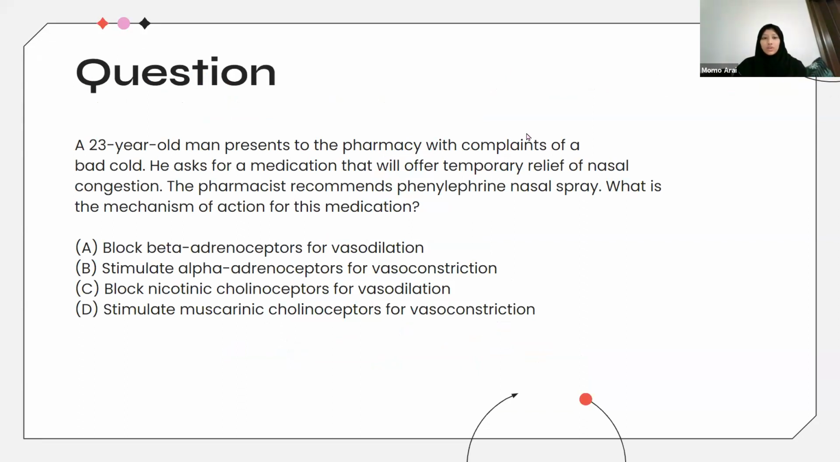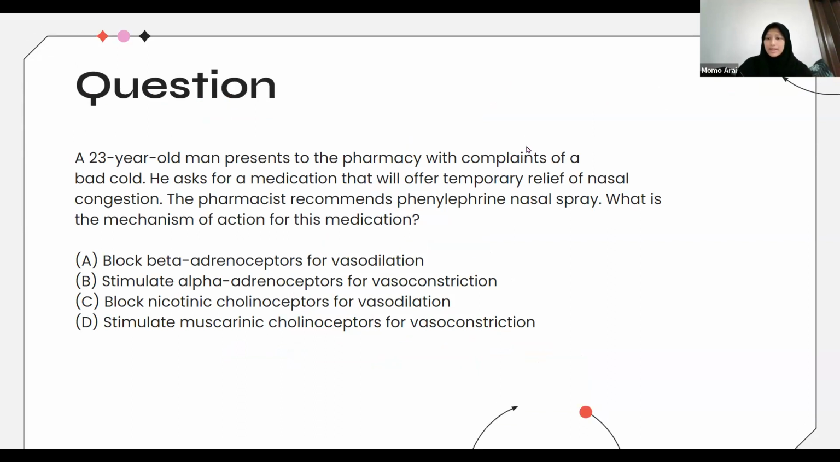A 23-year-old man presents to the pharmacy with complaints of a bad cold. He asks for medication that will offer temporary relief of nasal congestion. The pharmacist recommends phenylephrine nasal spray. What is the mechanism of action for this medication? Okay, someone said B. Good. So B is the right answer.